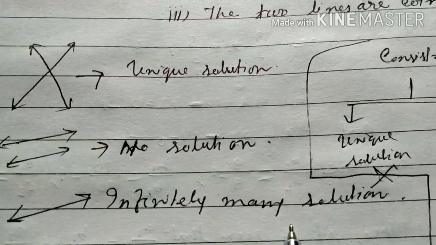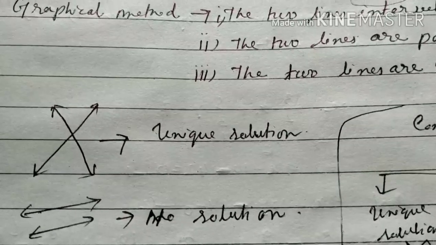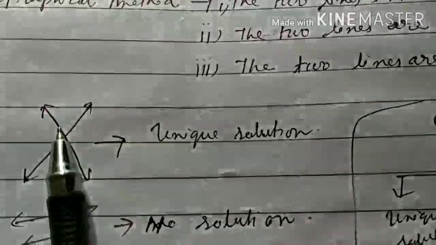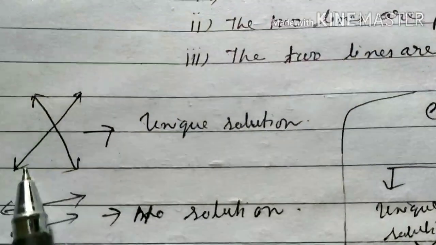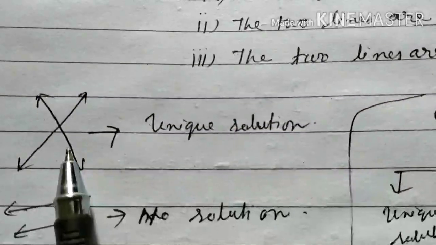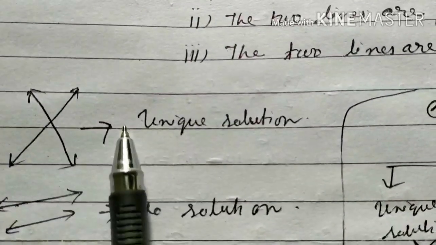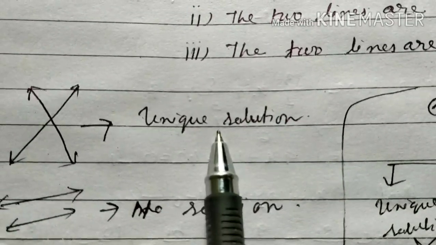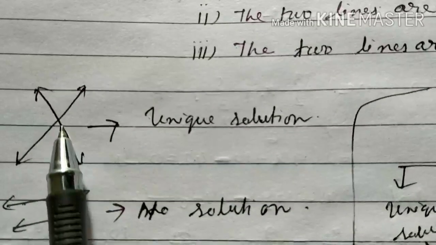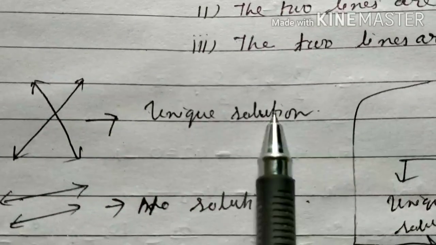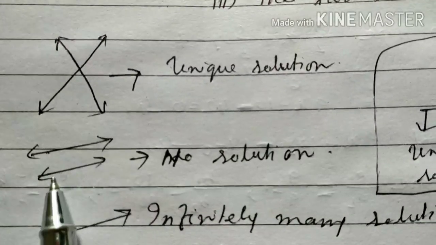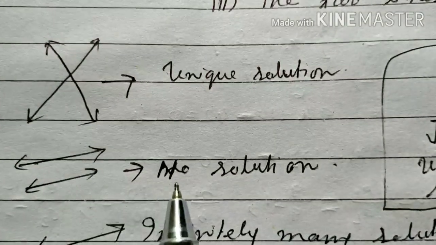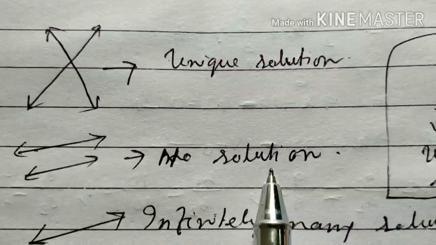The question is: when we draw the graph of a pair of linear equations in two variables and we get two lines that intersect at a point, the two equations have a unique solution, only one solution. When the two lines intersect at a point, we get a unique solution. And when we draw the graphs of the two equations and find parallel lines, in that case we have to say there is no solution.